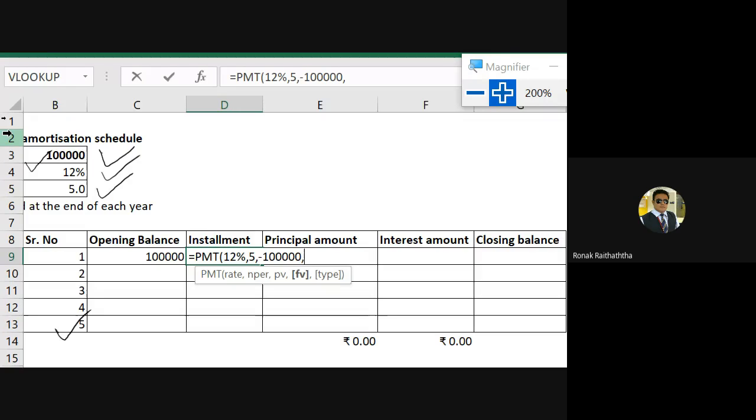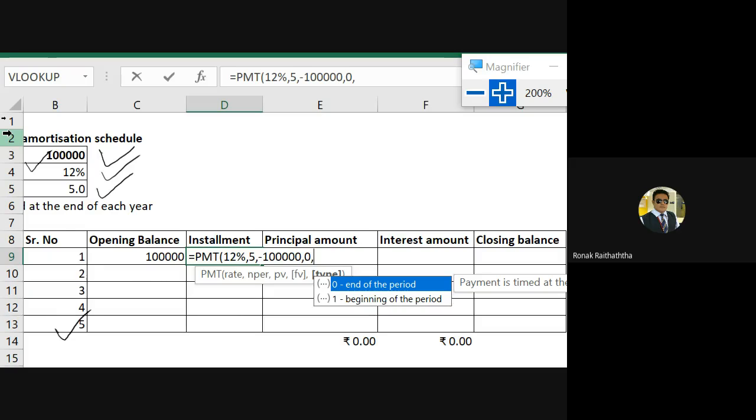comma. The future value for which we do not have any idea right now. Now you people are aware that why I have put the minus sign in front of 1 lakh rupees. Now future value can be taken as 0, which is again optional in nature, comma, whether the installment is paid at the end of the period or at the beginning of the period. No information is given to us, so we assume that it's an ordinary annuity.